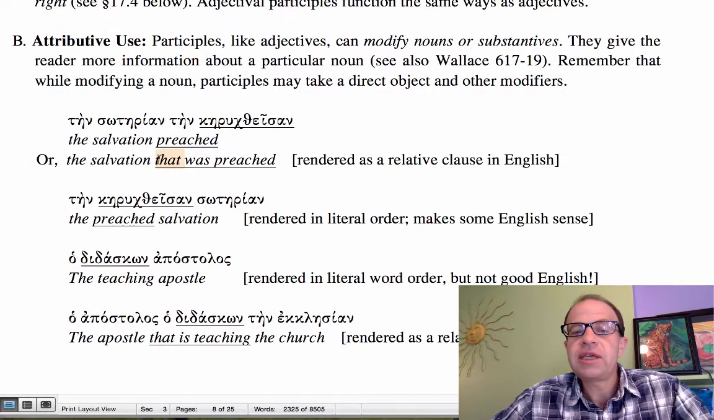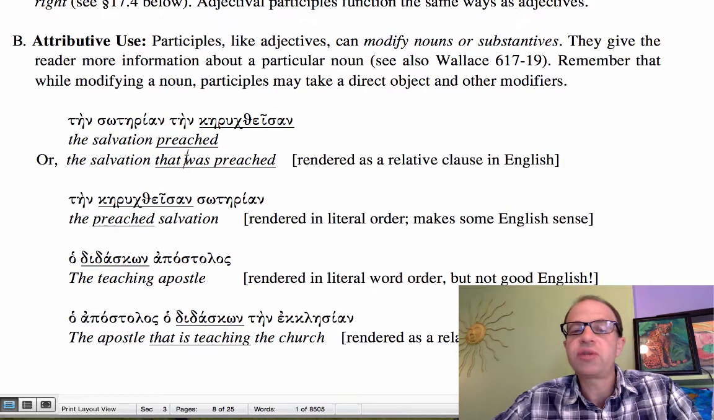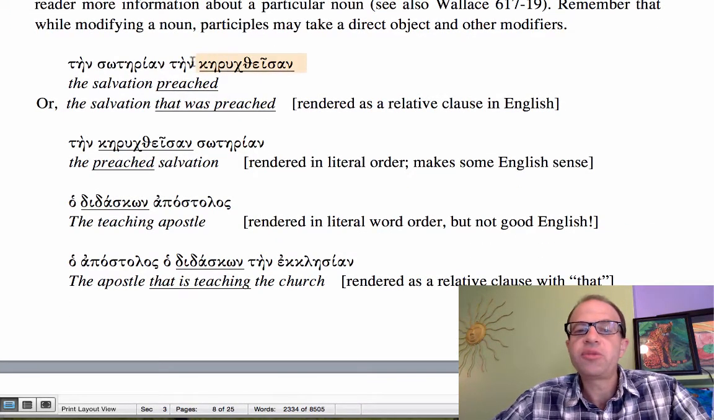I will like to use the relative pronoun that, not who or which, because I want to differentiate from regular relative pronoun clauses. But the participle here is functioning attributively, and we can use that as a type of clause to help indicate the presence of an attributive participle. So here we have the salvation that was preached. Now notice that there can be different attributive positions. Here, this first one is the second attributive position. This second one is the first attributive position, the preached salvation. These basically are going to be rendered the same, and they indicate attributive use.